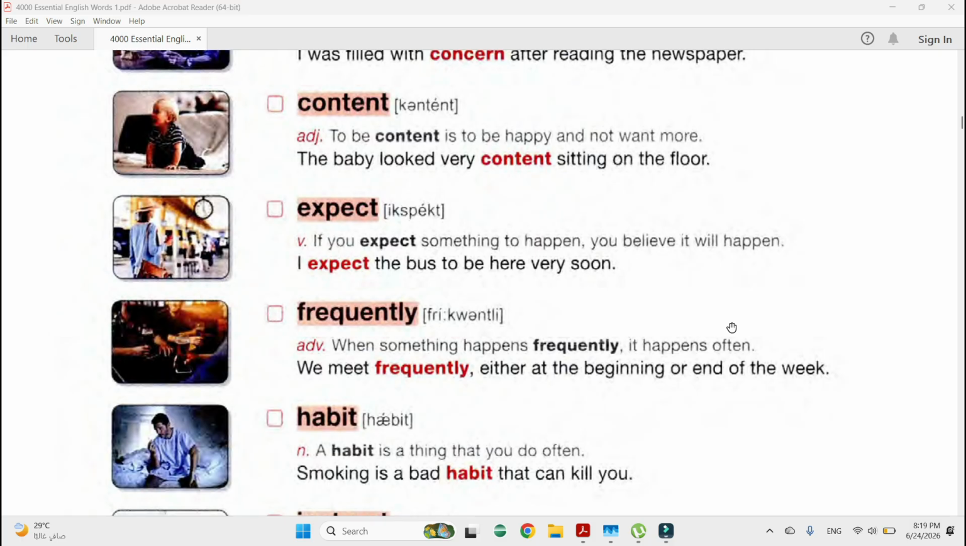Frequently. When something happens frequently, it happens often. It means it happens a lot and from time to time. We meet frequently either at the beginning or end of the week.